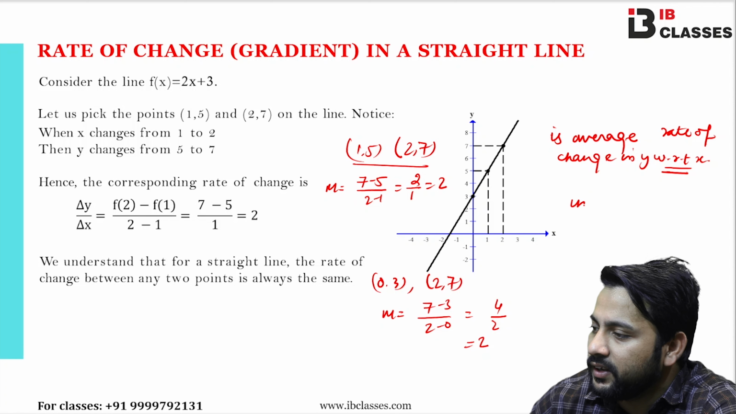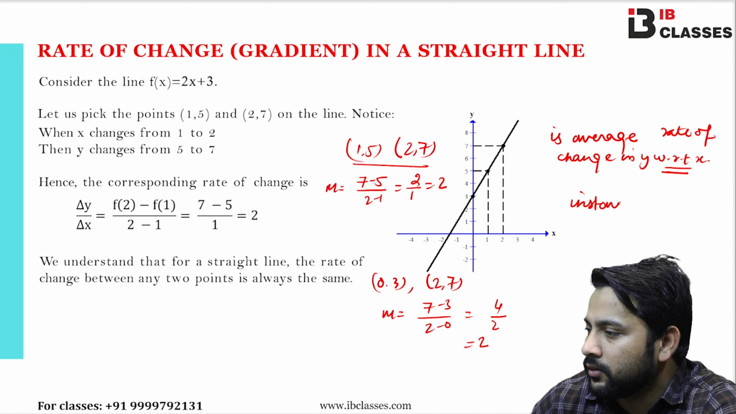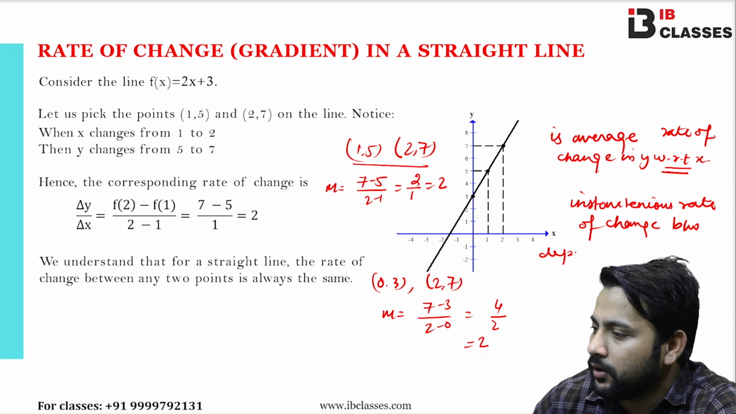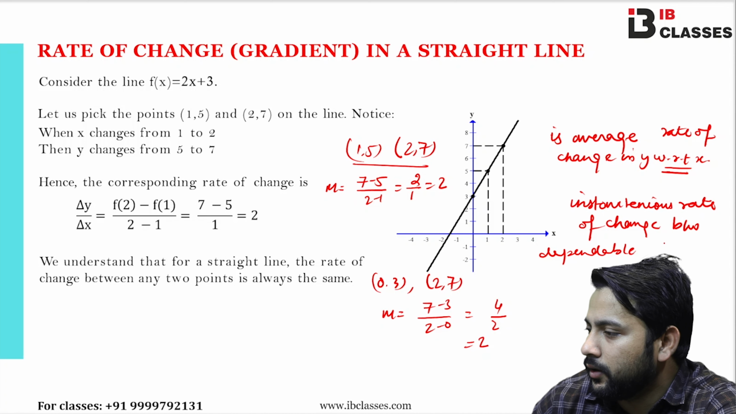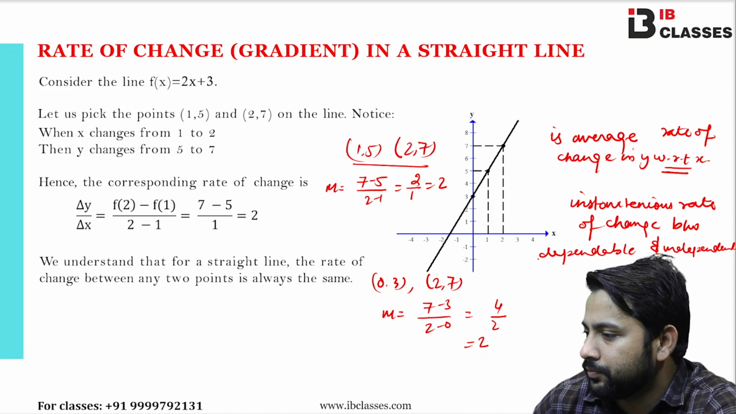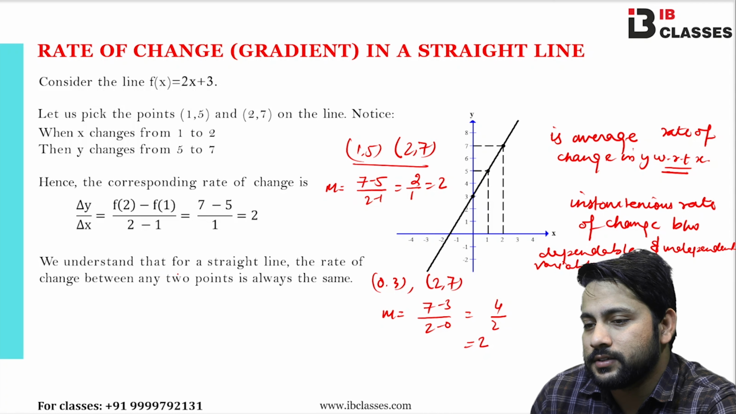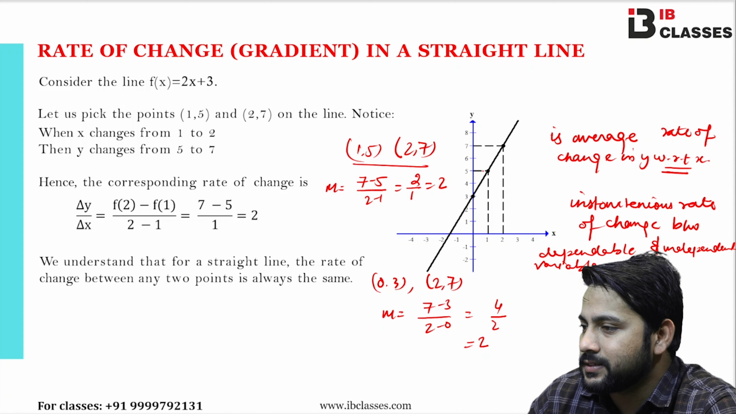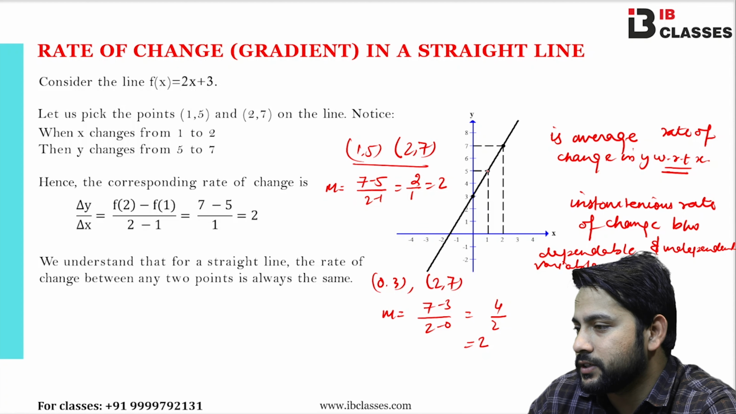In derivatives we deal with the instantaneous rate of change between the dependent and independent variable. Clear? As we discussed, in a straight line the slope is always constant, or we can say that the instantaneous rate of change and the average rate of change will be equal.